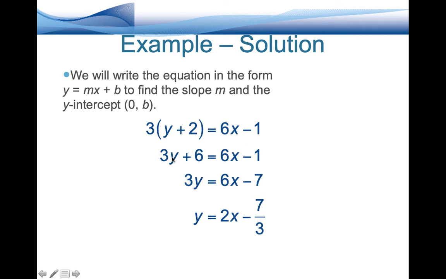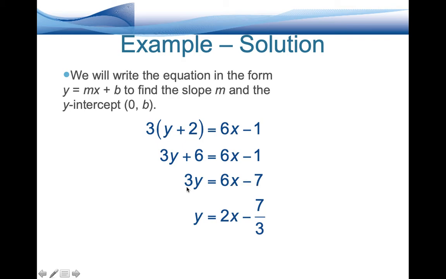So now I've got 3y plus 6 equals 6x minus 1. Now I'm going to subtract this 6 from both sides. I subtract the 6 here, which gets rid of the 6 on this side, and I subtract the 6 here. Negative 1 minus 6 is now negative 7. So 3y equals 6x minus 7.